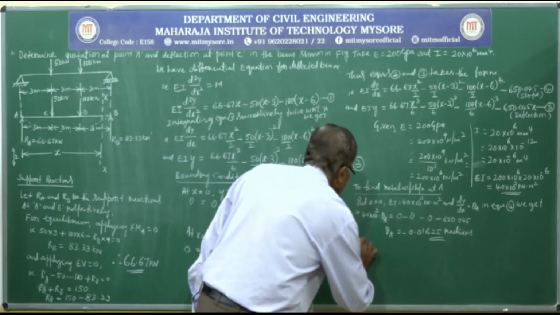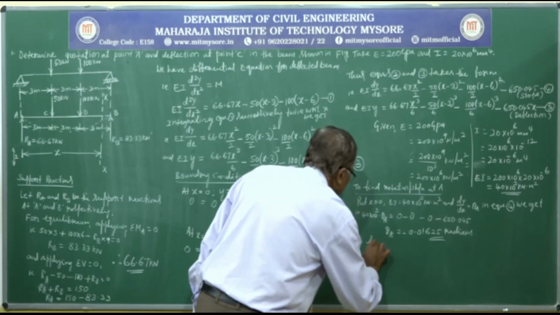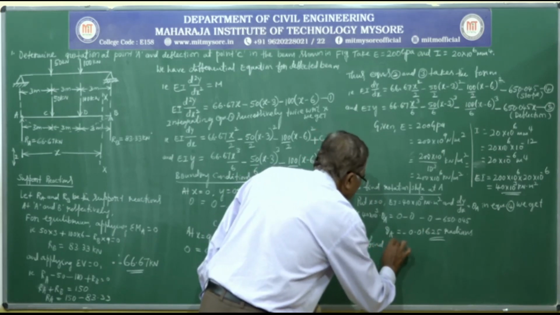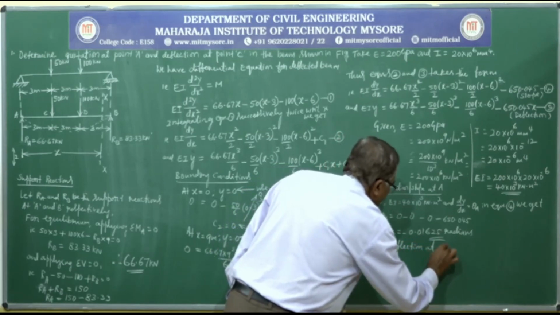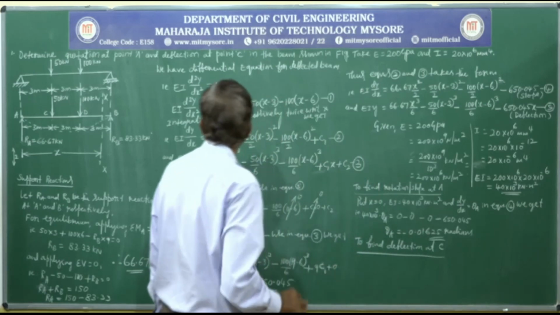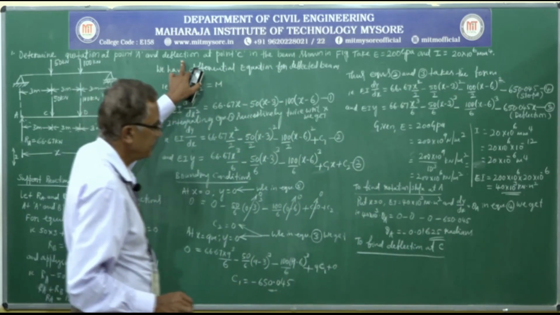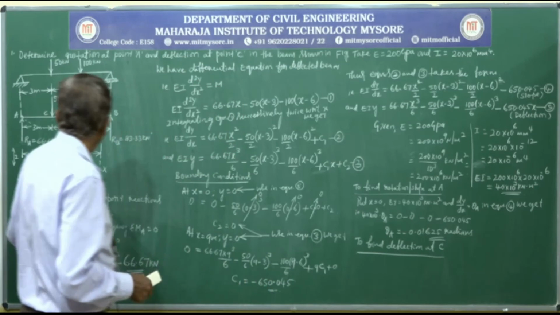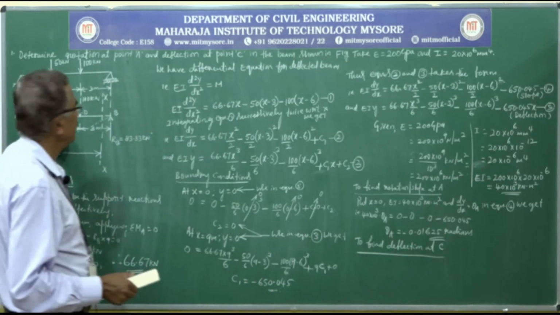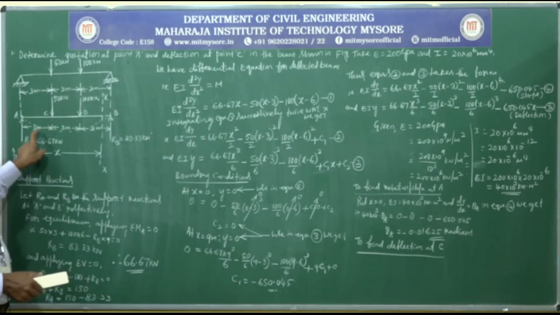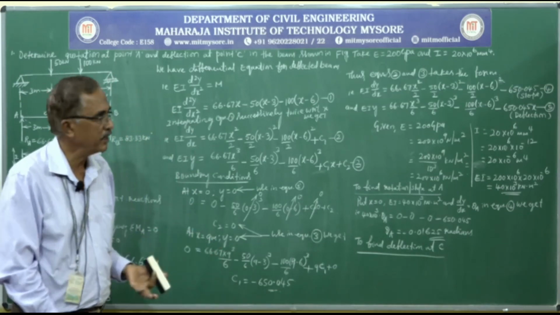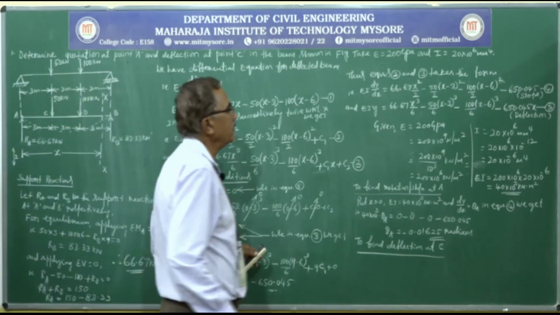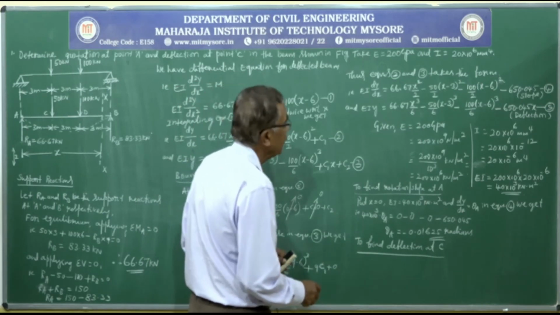Next, to find deflection at C, it is asked to find deflection at point C. To find deflection at point C, put x is equal to 3 meter, x from the origin to here 3 meter, and EI is 40 into 10 power 3, y is equal to yc, in equation 5. You will get the deflection at point C.